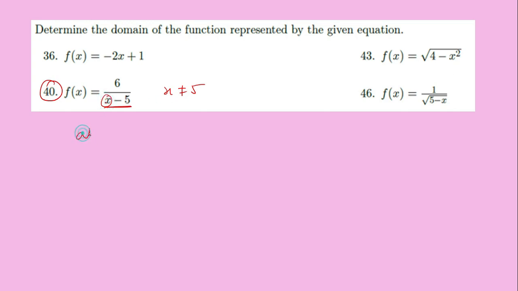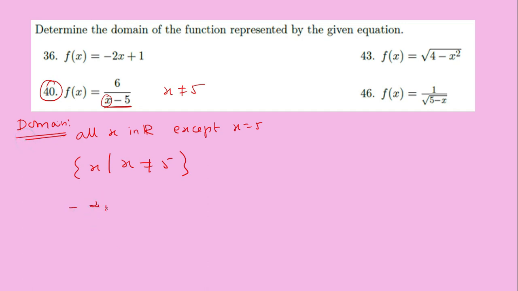So all x in the real numbers are allowed except x equal to 5, isn't it? In set builder notation, you can write the set of all x such that x is not equal to 5. In interval notation, these are the different forms of the domain: minus infinity to 5 with an open bracket, because 5 is not included, union 5 to positive infinity. Okay, these are the domains.